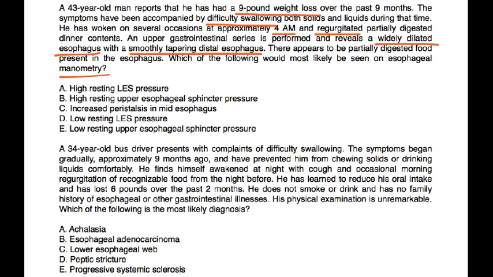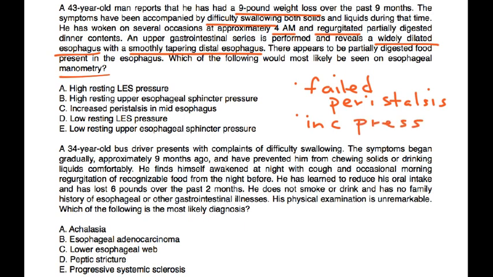Well, if you remember the results of the manometry, you would see two main things. The first is you would see failed peristalsis, and the second is you would see increased pressure of the lower esophageal sphincter. And of the answer choices, the best one that matches is choice A.